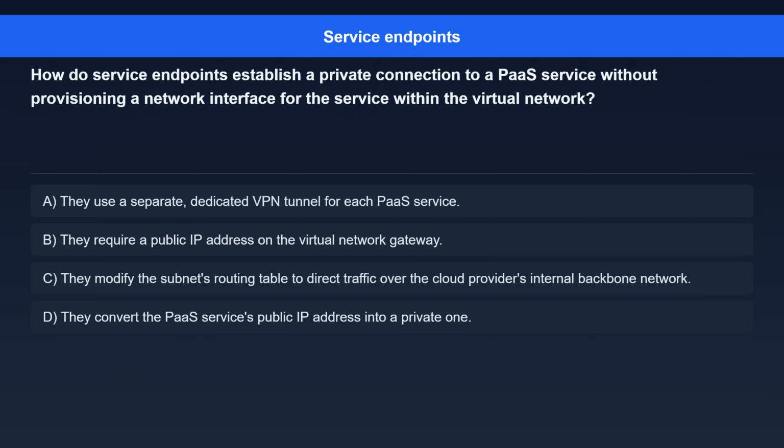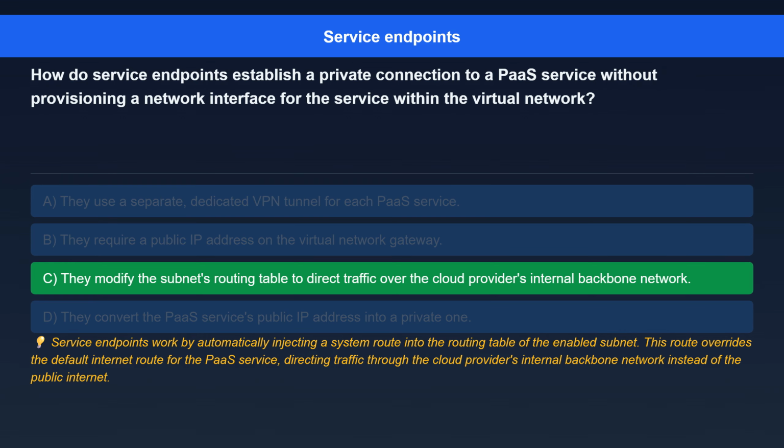Question 9. How do service endpoints establish a private connection to a PaaS service without provisioning a network interface for the service within the virtual network? Option A. They use a separate, dedicated VPN tunnel for each PaaS service. Option B. They require a public IP address on the virtual network gateway. Option C. They modify the subnet's routing table to direct traffic over the cloud provider's internal backbone network. Option D. They convert the PaaS service's public IP address into a private one.